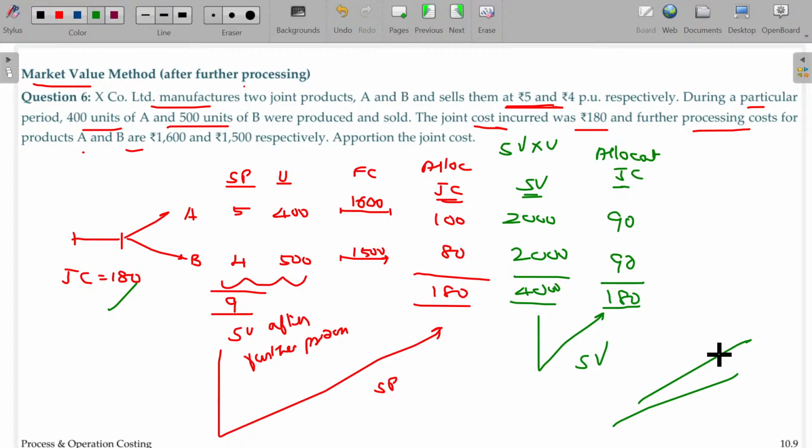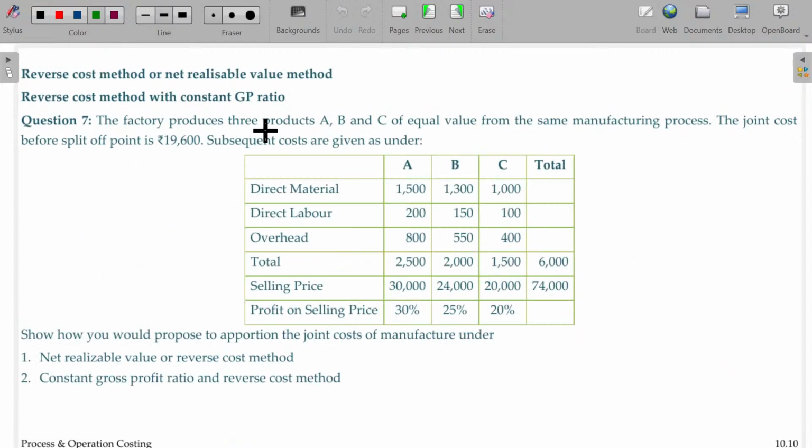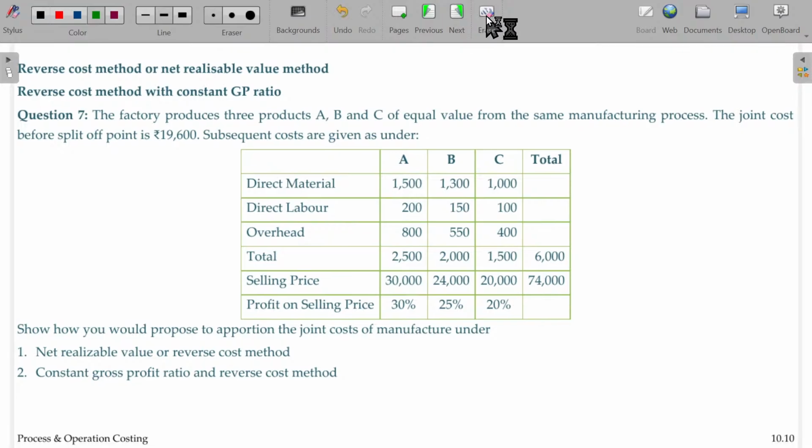Now, question number 7, most interesting illustration. Most of the cases you can expect this model only. Either sales unit or directly question number 7 model.